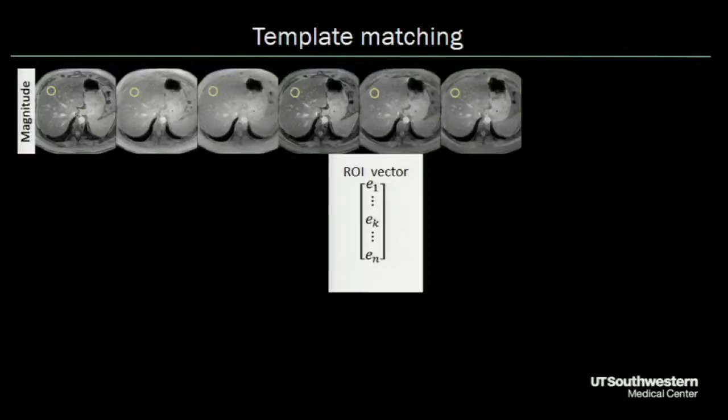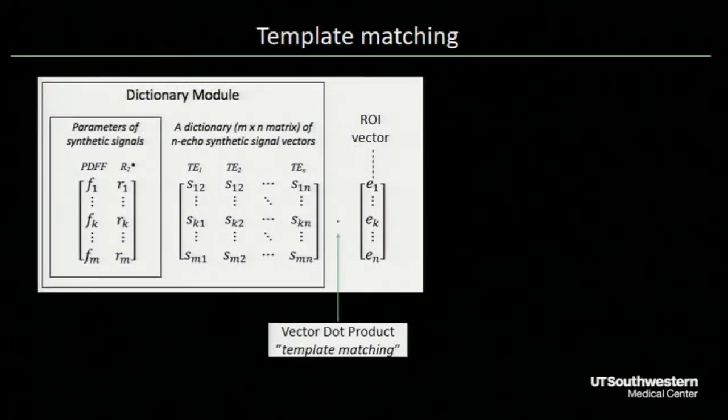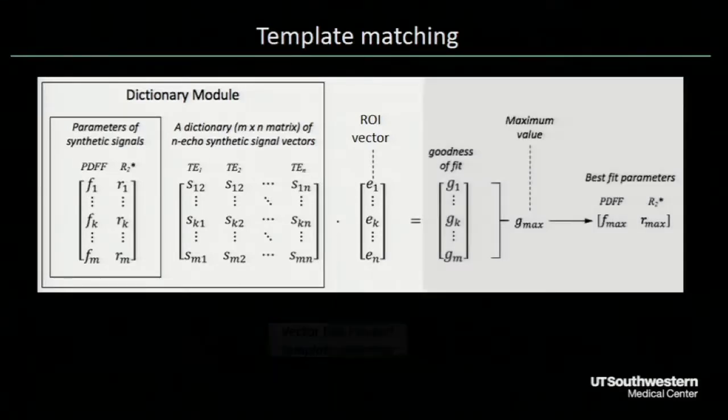Now, to use the dictionary, you'll first record all the ROI readout values into an ROI vector. And then we calculate the dot product between each template within the dictionary and the ROI vector. And because the dot product is essentially the metric of goodness of fit, you can find the one that has the maximum value and then just find out which fit parameters it corresponds to, i.e. the PDFF and R2 star that you're looking for.